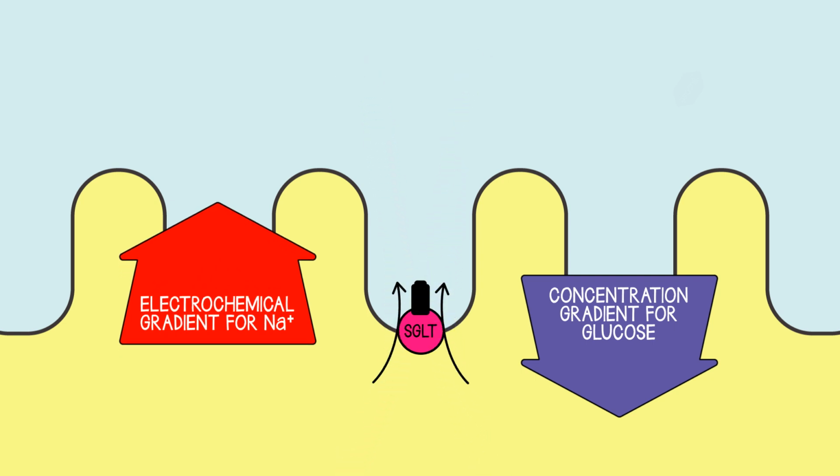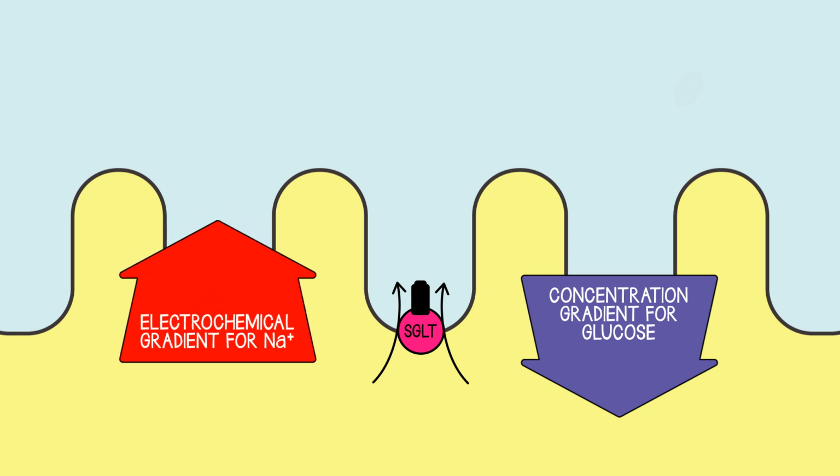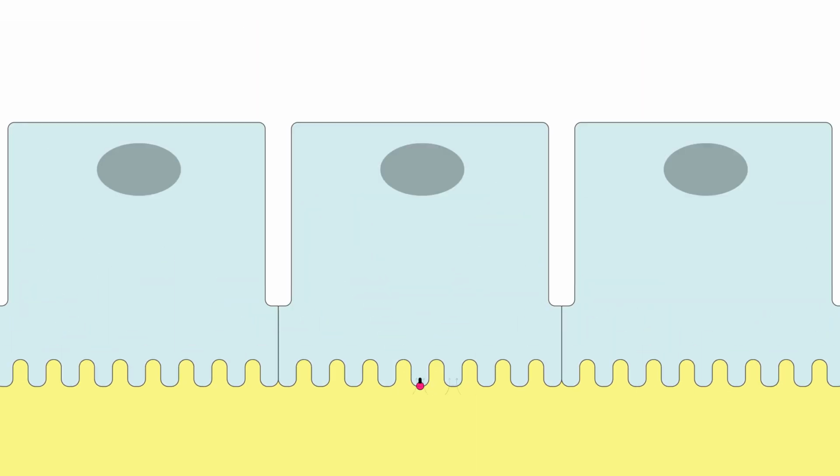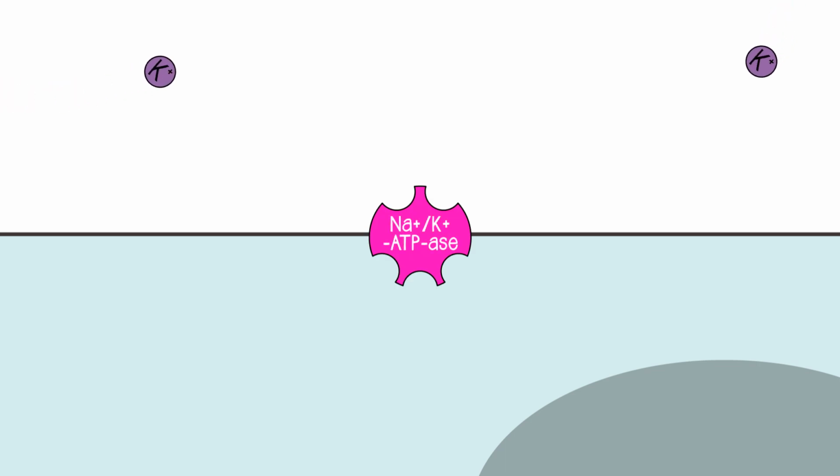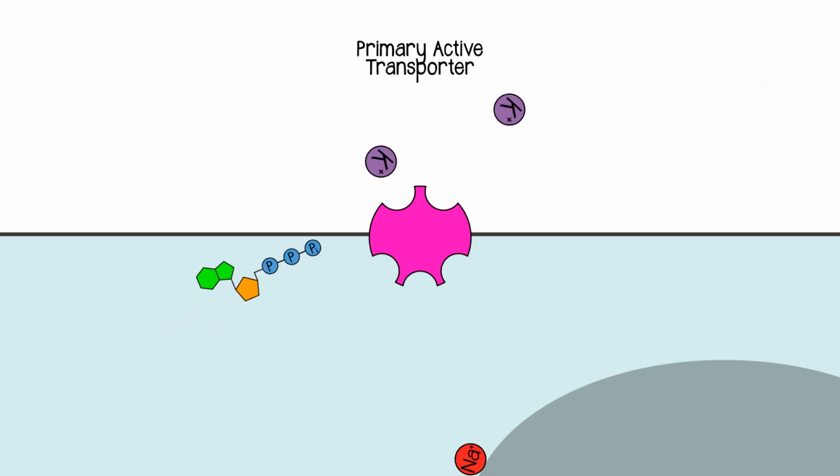Now, this uses energy. The energy is in the electrochemical gradient for the sodium, and ultimately that gradient has to be maintained, and that's maintained using a sodium-potassium ATPase, the sodium pump, which is found on the basolateral membrane of these cells. The basolateral membrane being the other membrane that isn't facing the lumen, that is forming the sides and the end of these particular cells. Now, the sodium pump uses ATP. So this is a primary active transporter.